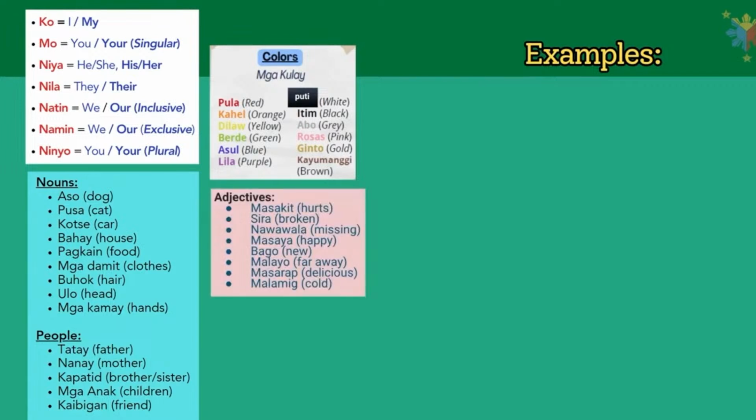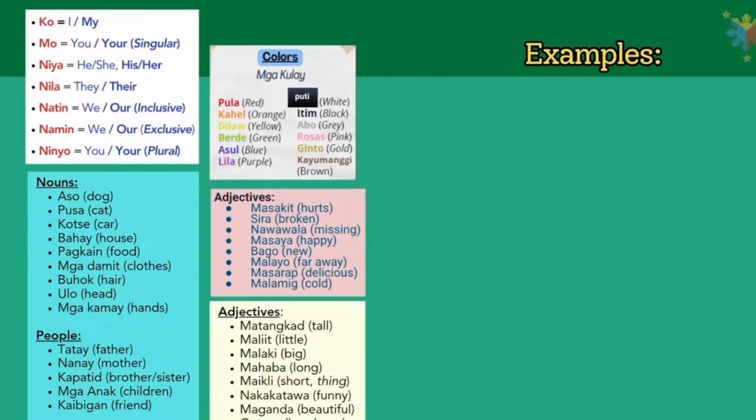And some more adjectives: masakit, hurts; sira, broken; nawawala, missing; masaya, happy; bago, new; malayo, far away; masarap, delicious; malamig, cold. And lastly, let's finish off with some more adjectives. Matangkad, tall; maliit, little; malaki, big; mahaba, long; maikli, short; nakakatawa, funny; maganda, beautiful; guapo, handsome.